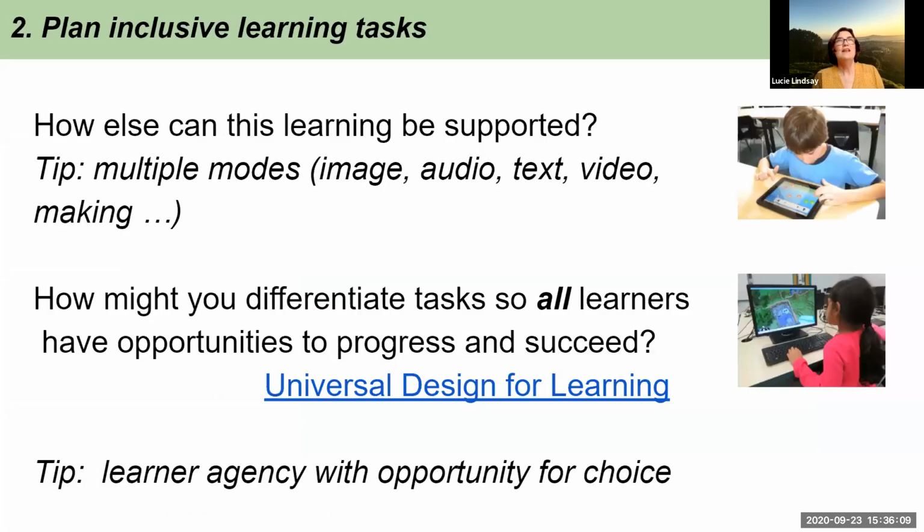Number two, you want to plan inclusive learning tasks. So the question I ask is, what other ways can I support this learning? I'm thinking of multiple modes here. Like I might have an image, but also a chance to talk about it, or some text or a video, or maybe students can make something. So you're thinking of lots of different avenues for them to get those ideas, and thinking about how you can differentiate the tasks, because you want all of your learners to have a chance to progress and succeed.